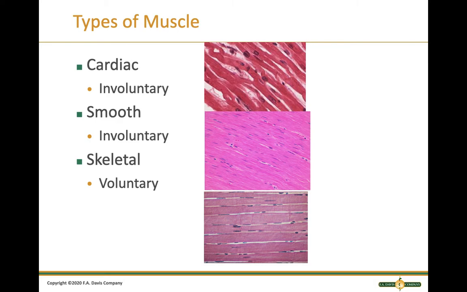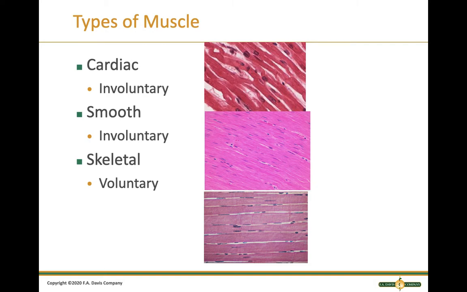Skeletal muscle is the one that's voluntary. It's the one that we consciously control. It moves our bones. It has striations, as you can see, and that is the muscle type that this chapter is primarily focusing on.